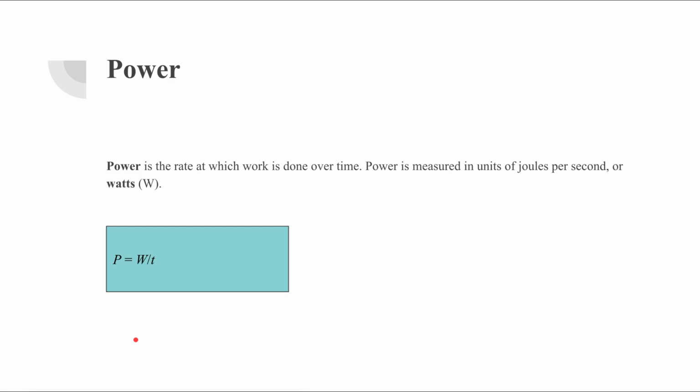Let's move on with power. Power is the rate at which work is done over time. So basically, if velocity is the rate of change in position over time, so displacement over time, power is basically work per time. Power is measured in units of joules per second, or they have a special unit, the watt.